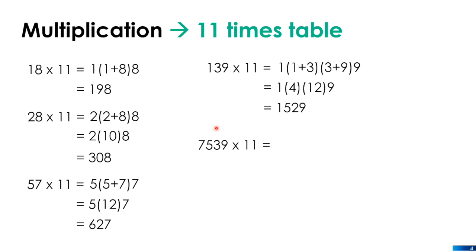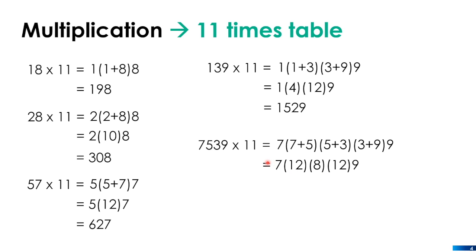7, 5, 3, 9 times 11. Now that's a really big number. So you have 7, 7 plus 5, 5 plus 3, 3 plus 9, and 9. So you have 7, 12, 8, 12, and 9. So you keep the 9 over here. In this 12, you bring the 1 over. So this becomes 9. And in this 12, again, you bring the 1 over. So this becomes 8. So the answer is 8, 2, 9, 2, 9.